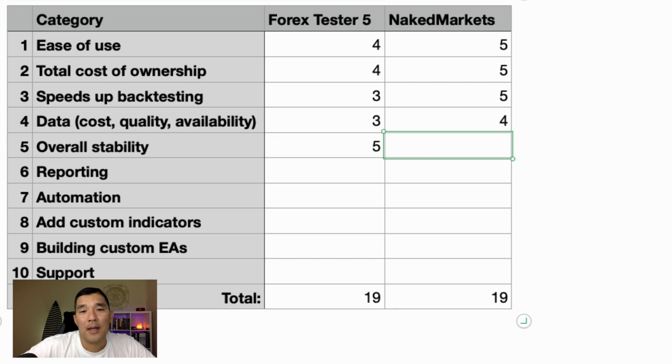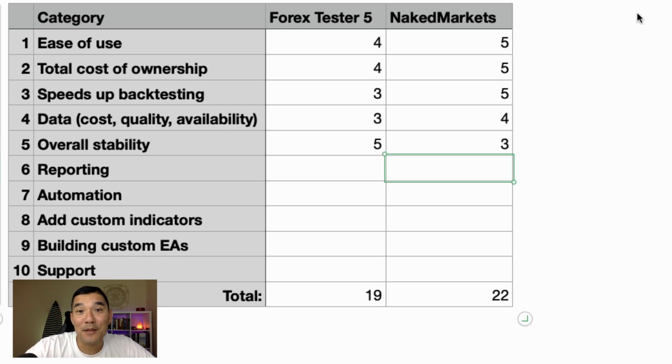And for Naked Markets, it just got started in 2022. So there are still some bugs to be worked out. And this is very complex software. So there are going to be bugs, especially in the beginning. Forex Tester had them, and so does Naked Markets. But the team does a really good job of fixing the bugs right away. So you report the bug on their forum, and then on the next update, they will fix that bug. So I'm going to give Naked Markets a 3 in this category. It's still pretty new, but they are working out the bugs.